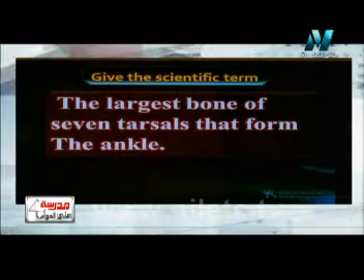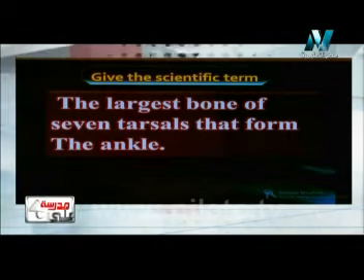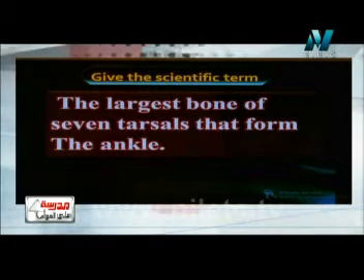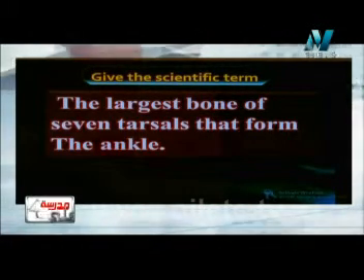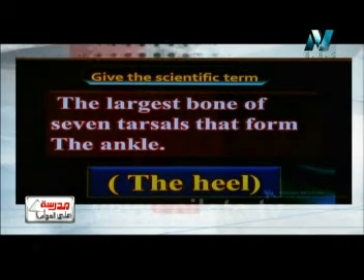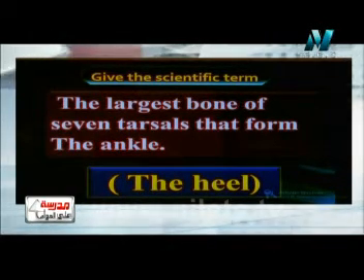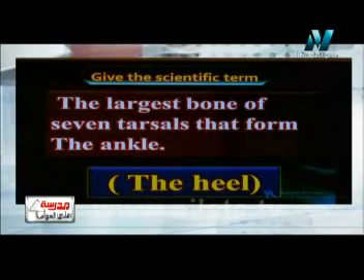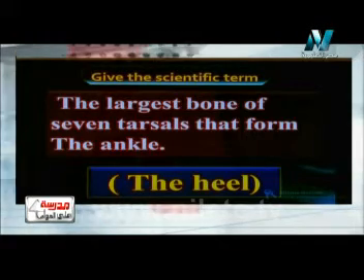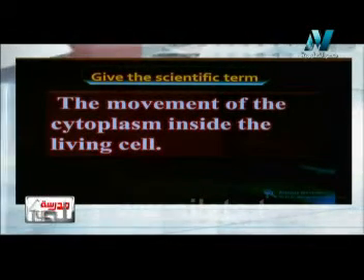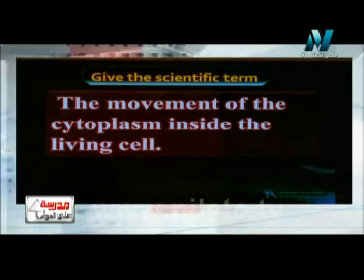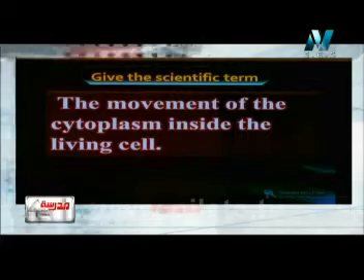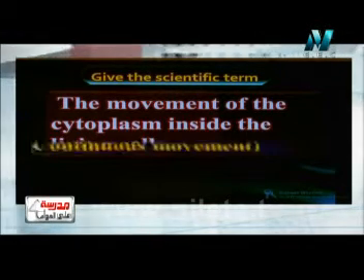The largest bone of 7 tarsals that form the ankle. Of course, the first or the largest bone in the ankle is the heel bone. The ankle consists of 7 bones which are called tarsals, but the wrist consists of 8 bones which are called carpals. The next. The movement of cytoplasm inside the living cell. The cytoplasm moves inside the living cell in a circular manner, which is called cytoplasmic streaming.